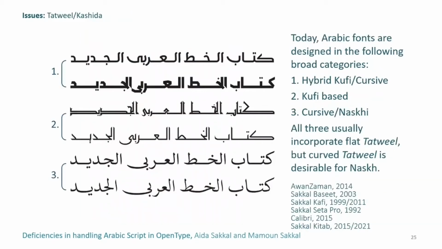Today, Arabic fonts are designed in the following broad categories: hybrid Kufi cursive, Kufi based, and cursive or naskhi based. Of course, cursive includes many styles, but naskh is the most commonly used. Kufi includes various styles, and in each of these categories, we usually see flat tatweel or kashidas incorporated as part of the design.